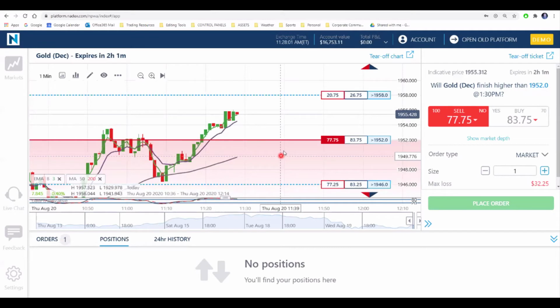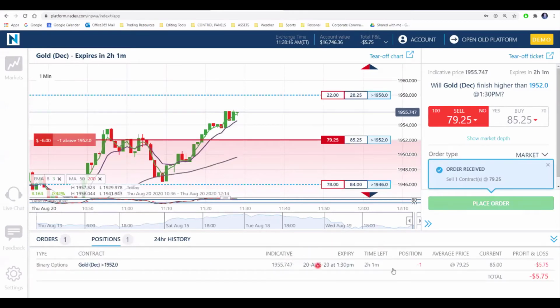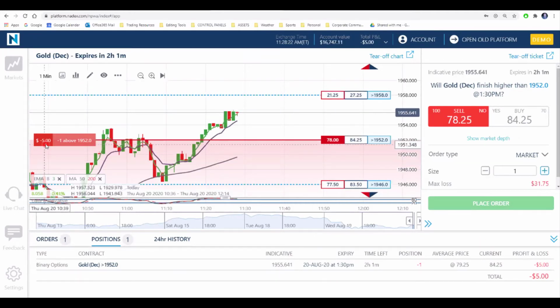But for the fun of it, I'm going to go ahead and take this trade because we don't have a whole lot of time. So I'm going to click on this, and if I take a market order, I'm going to be right in the trade, and I'm in. So the bid-ask spread is about $6, and right now I am down $5 on this.